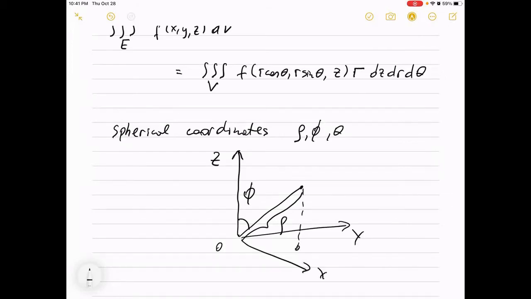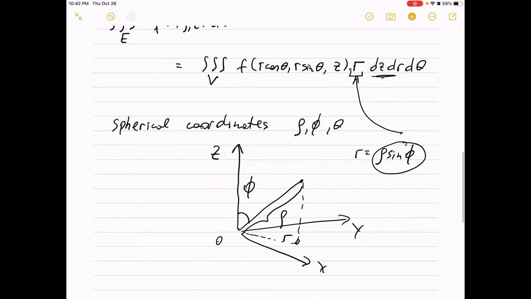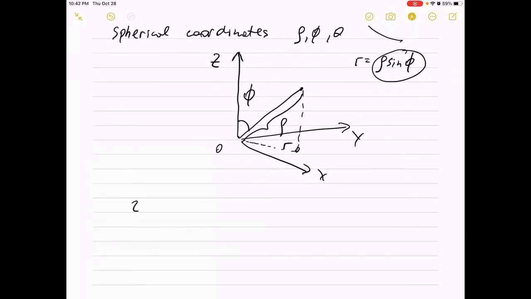And if we do a projection of a point on the xy plane, then the distance from the projection point toward the origin, that is r. So the connection between r and rho is that r equals rho multiplied by sine phi. So that's what we're going to substitute instead of r here. And if you look, we still need to take care of dz and dr, so from z and r we need to switch to rho and phi.